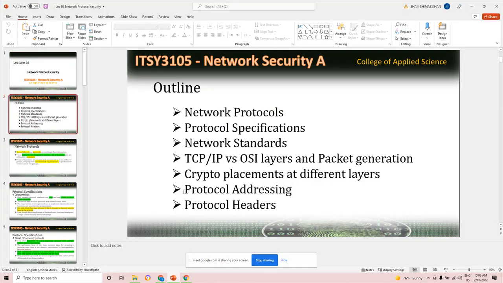Students, I'm starting lecture 2. Lecture 2 is about network protocols, protocol specifications, network standards, TCP/IP versus OSI layer and packet generation, crypto placements, protocol addressing, and protocol headers.